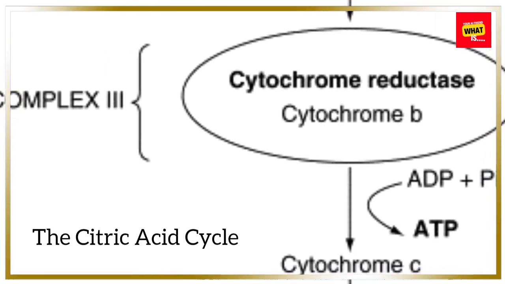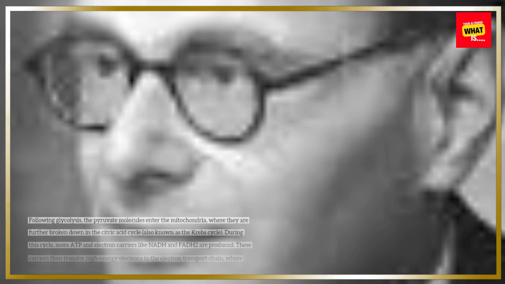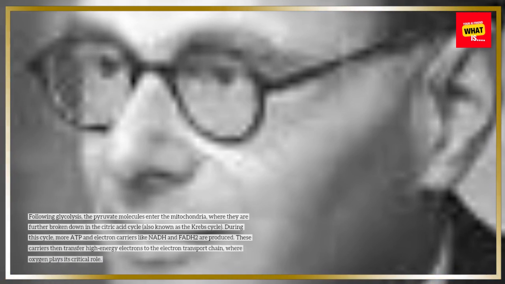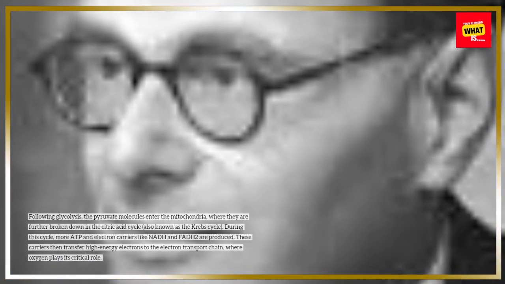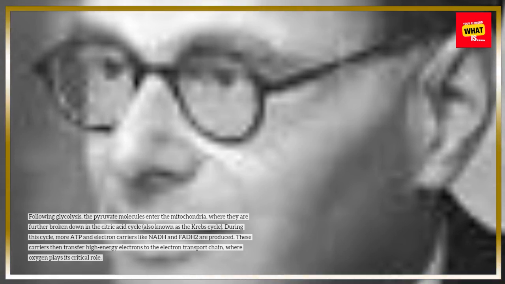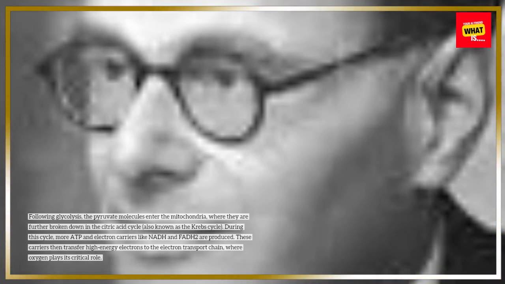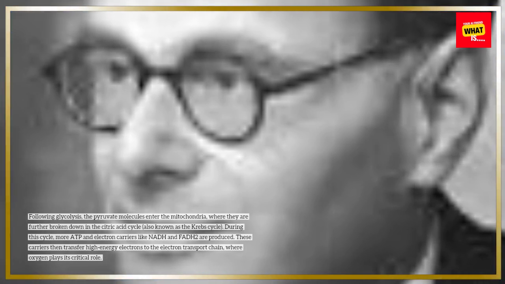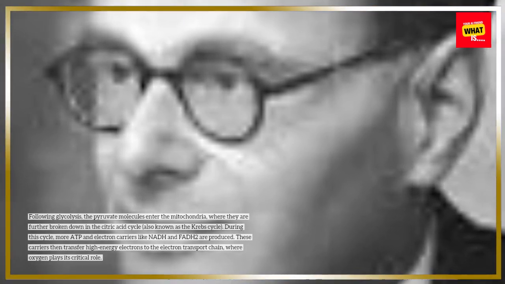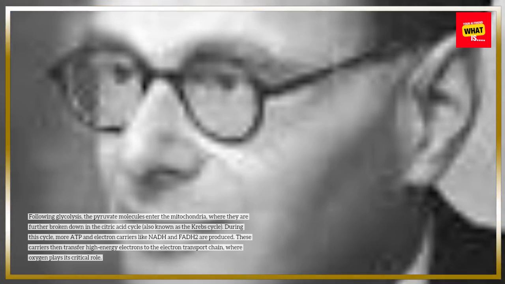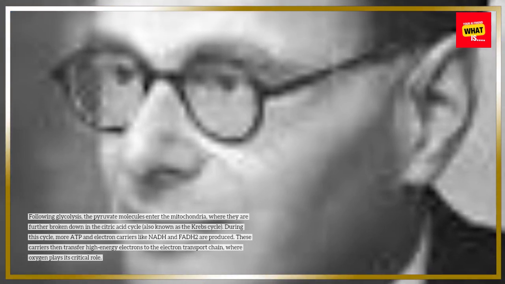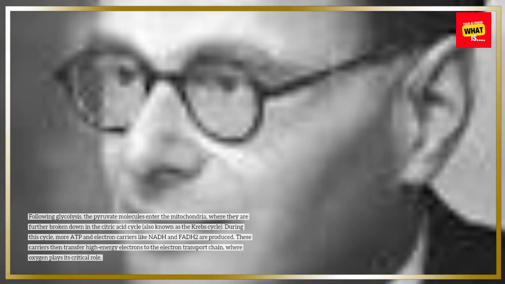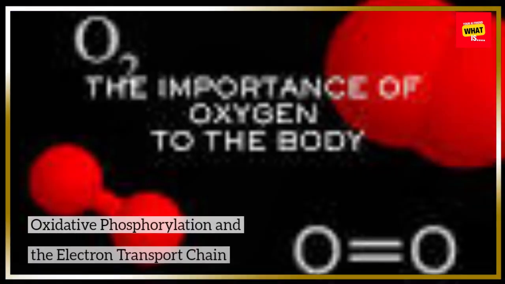The citric acid cycle. Following glycolysis, the pyruvate molecules enter the mitochondria, where they are further broken down in the citric acid cycle, also known as the Krebs cycle. During this cycle, more ATP and electron carriers like NADH and FADH2 are produced. These carriers then transfer high-energy electrons to the electron transport chain, where oxygen plays its critical role.